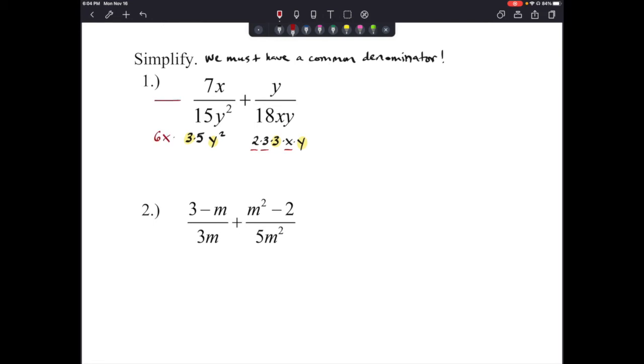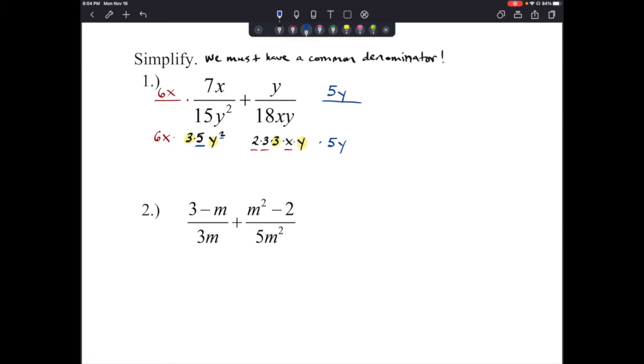Remember, if we do it to the bottom, we're also going to do it to the top. Okay, and then on the right side, we're going to have to multiply it by, we have an extra 5 and an extra y. So I'm going to multiply it by 5y on the bottom, and then we're also going to multiply the top by 5y. And now let's look and see what we have.